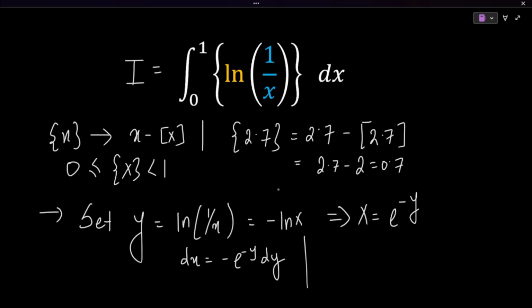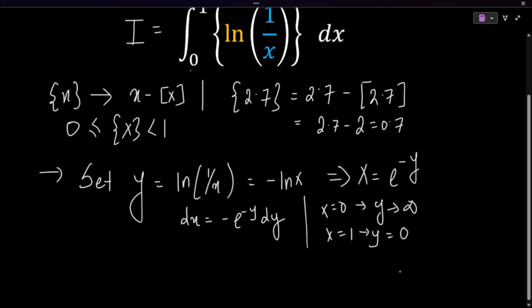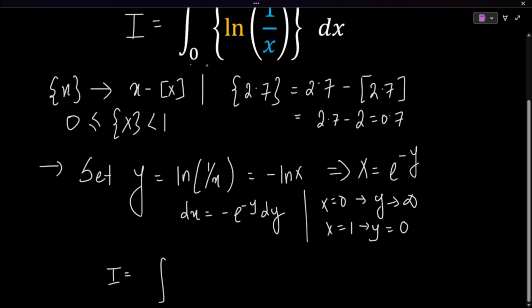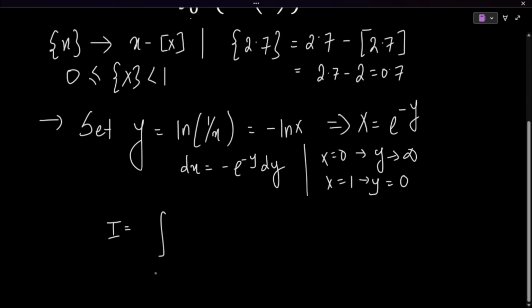And for the limits, you can see that when x is 0, y must be minus infinity, right? Because x is 0, y must be infinity. Sorry, not minus infinity, because e to the power minus infinity goes to 0. And when x is 1, y must be 0 because e to the power 0 is 1. Which would mean that if I were to write my integral now in terms of the new variable y, corresponding to 0, I would write infinity, and corresponding to 1, I would simply write 0.